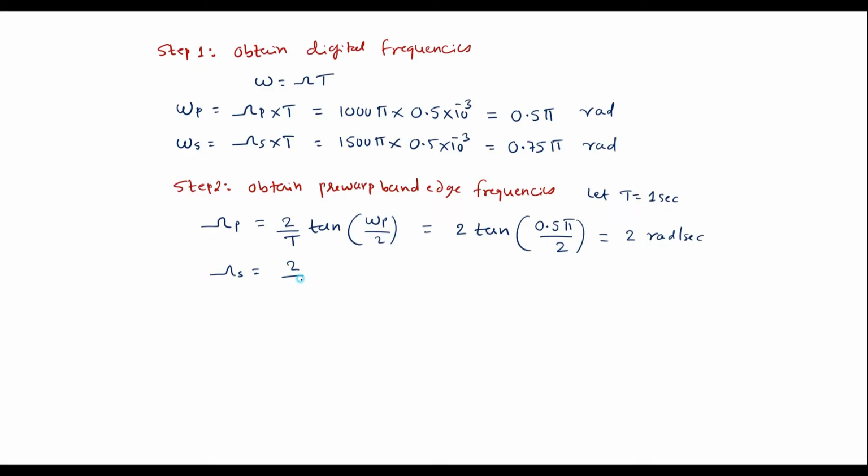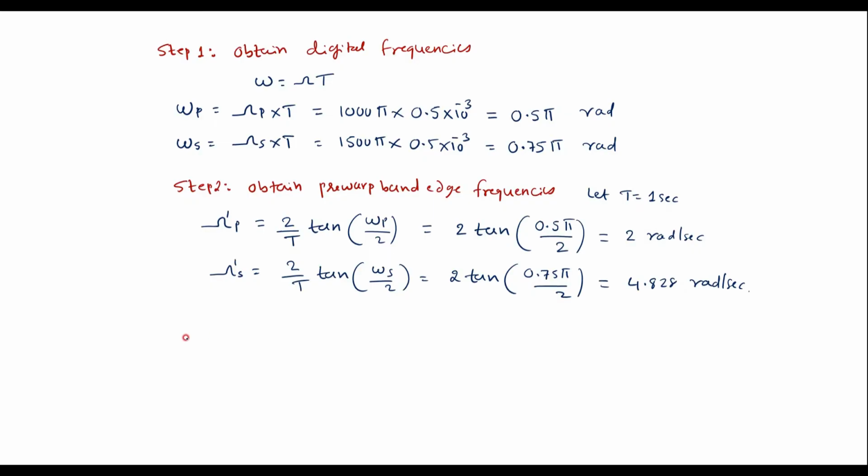Similarly, I will take it as omega dash p or omega p. Omega s is 2 by T tan omega s by 2. Here we can consider the same, that T equal to 1 second, that is 2 tan of omega s, which is 0.75 pi divided by 2. So simplifying this, I get 4.828 radians per second. Here let me represent pre-warp band edge frequencies as omega dash p and omega dash s, so that I can differentiate omega p and omega s.